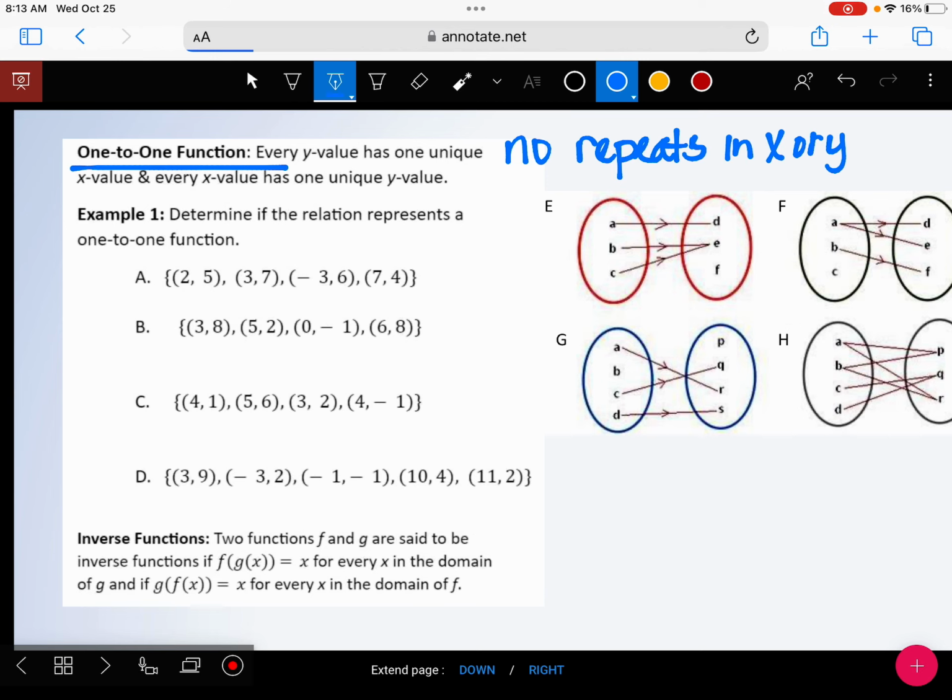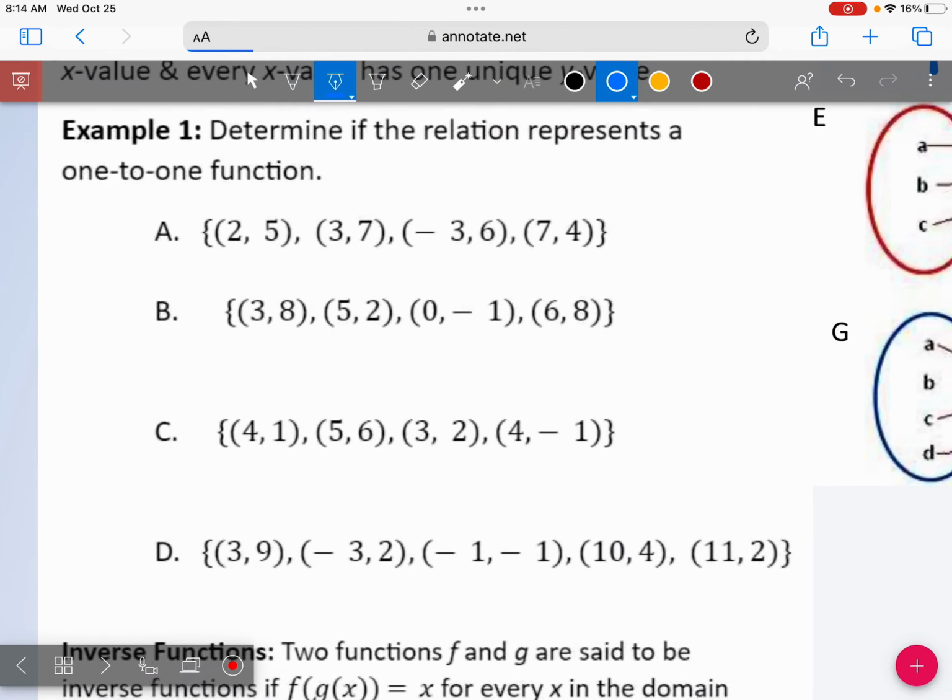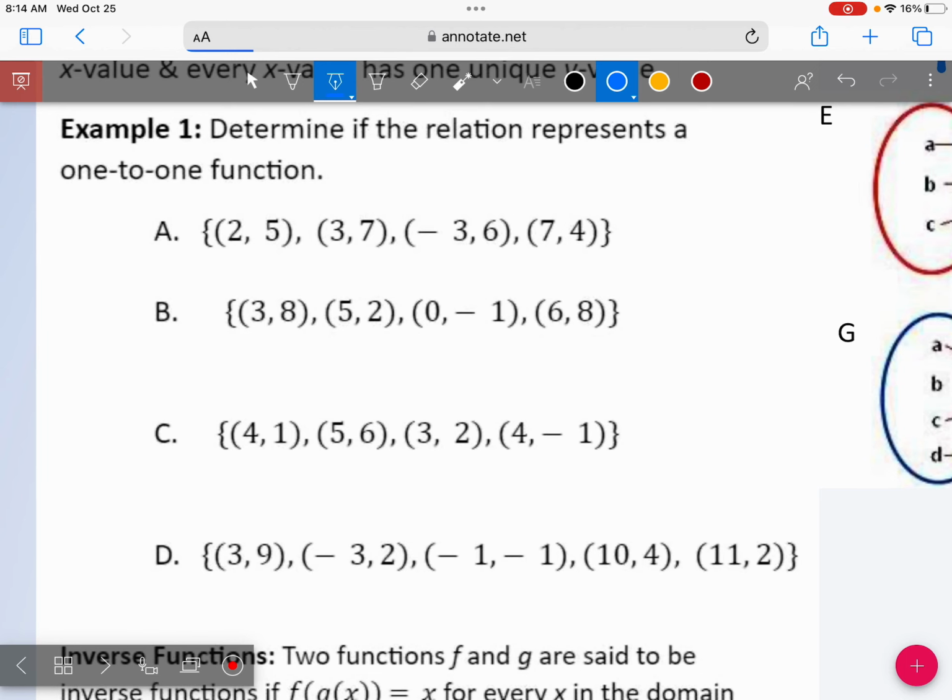I feel like we talked about this before on a different quiz or topic, but we're just going to revisit it. So when I look at this first set of ordered pairs, questions A through D are ordered pairs. I'm going to look at my X values. So 2, 3, -3, and 7. Are any of those numbers the same? Do we have any repeating numbers that I just underlined?